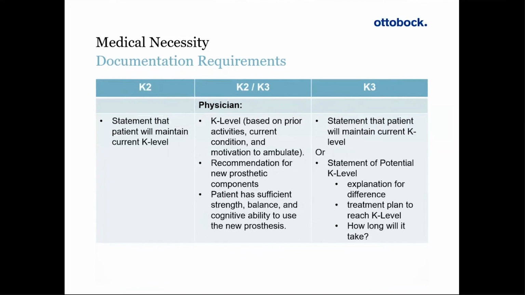And then for the medical necessity, we talked about the K level based on activities, current condition, motivation to ambulate, sufficient strength, balance, cognitive ability. We really talk about getting that information from the physician notes. I know many physician notes aren't that level of detail, especially if they aren't maintaining the patient with a recent amputation. But we have quite a few documents to help you promote getting good physician documentation from them. You will be getting a deliverable at the end of this webinar that has that documentation in there. Next, please.